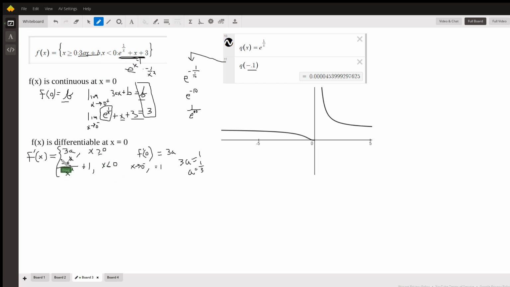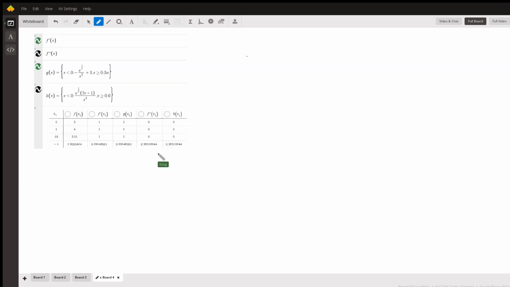I'm not going to bother talking about how the limit of this term as x approaches 0 is 0, but it is. And so as x approaches 0 from the left, the first derivative will equal 1. And 1 has to equal 3a, because we can't have tangent lines having different slopes from the left and right of 0. So that means 3a equals 1, a equals 1/3.